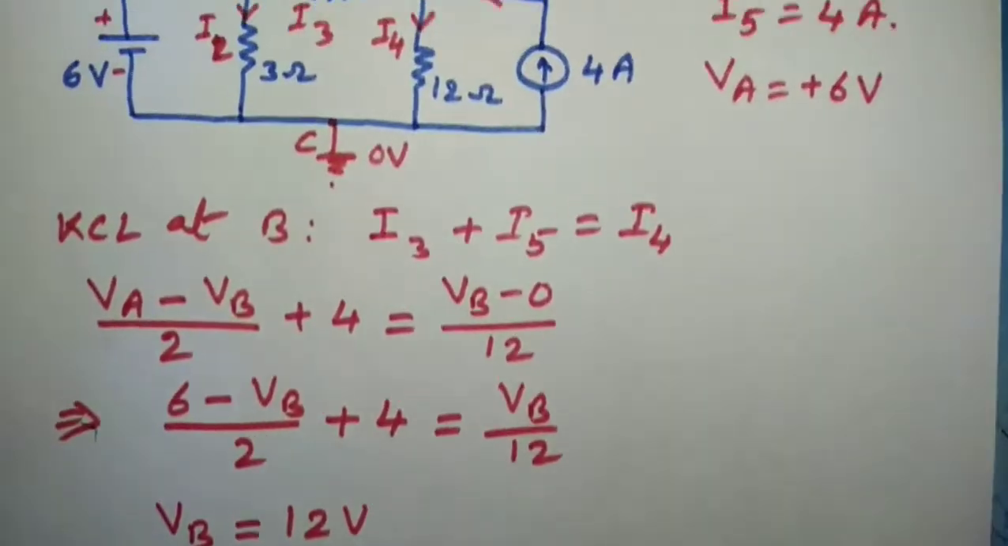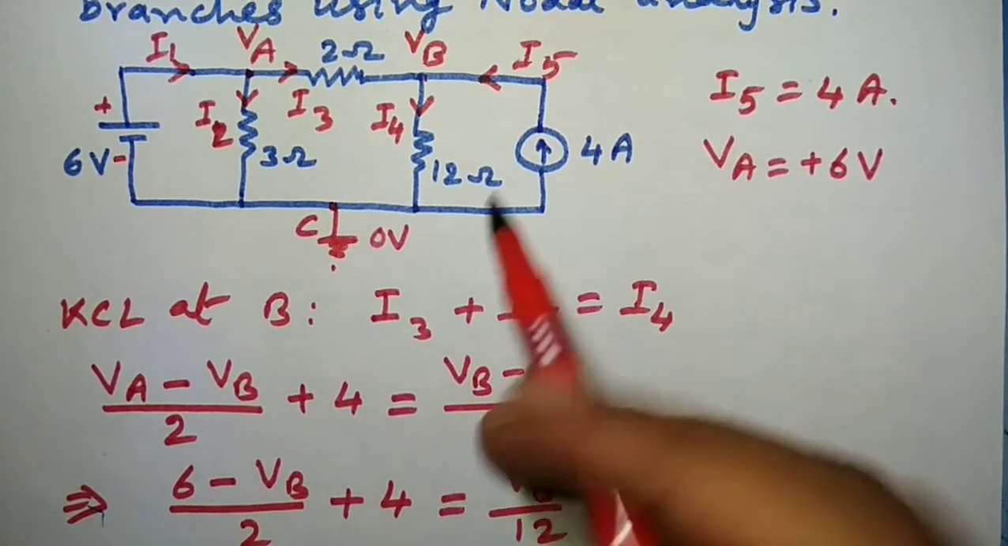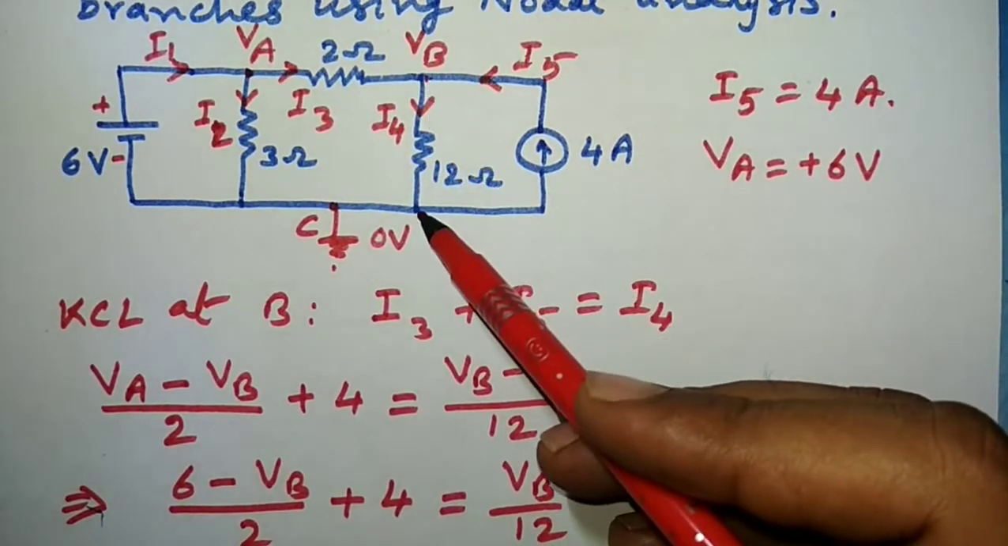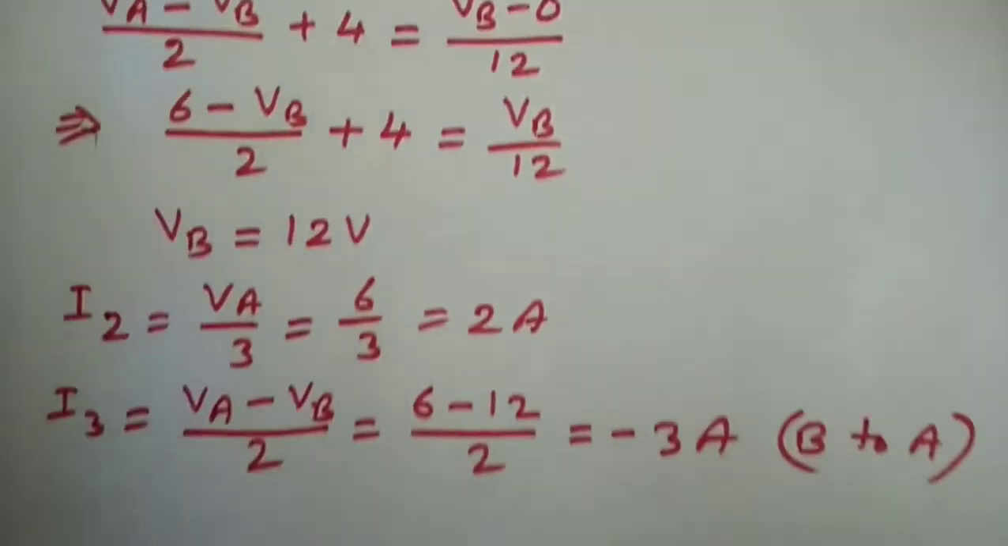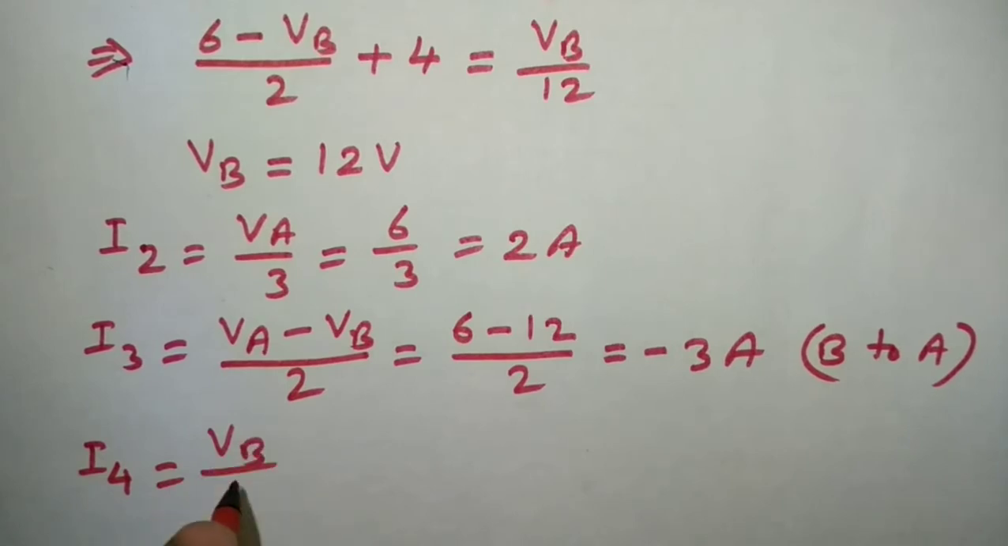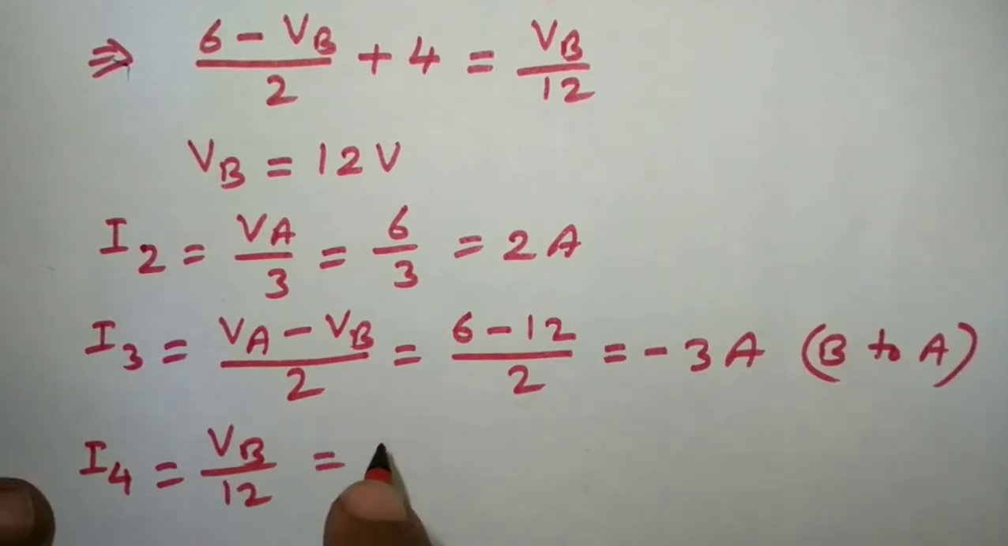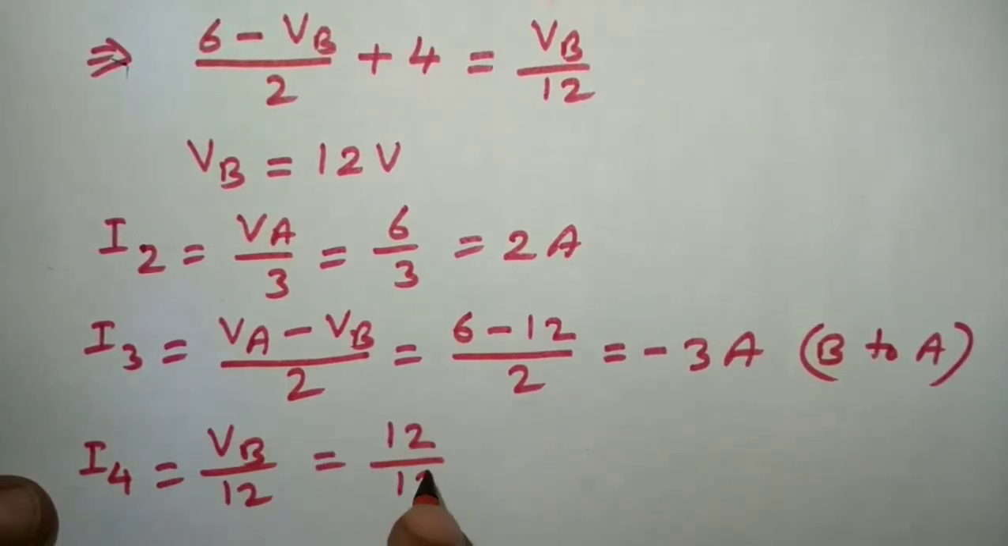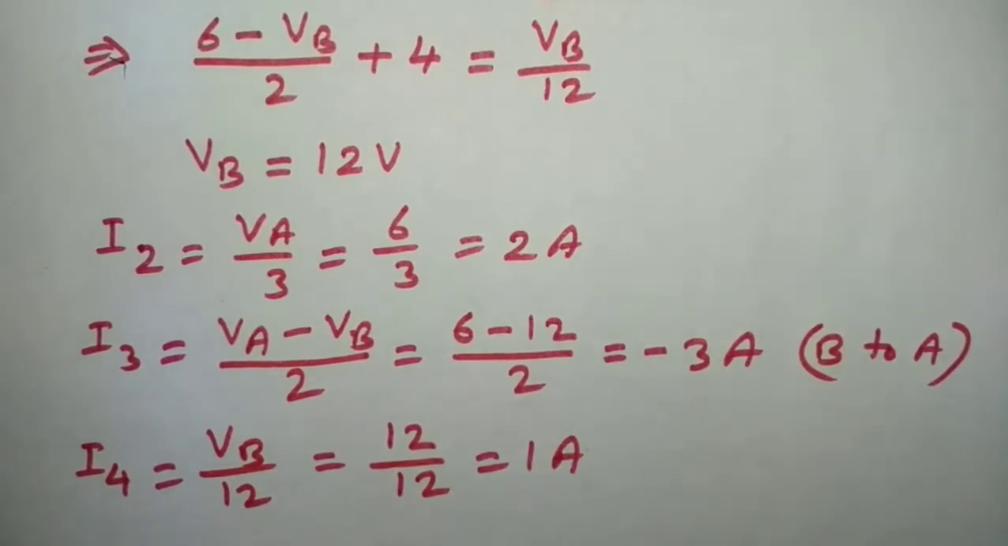Now the value of I4. I4 is from junction B downwards. So the value of I4 equal to VB upon 12, that is 12 by 12 equal to 1 ampere. So this is our final answer.